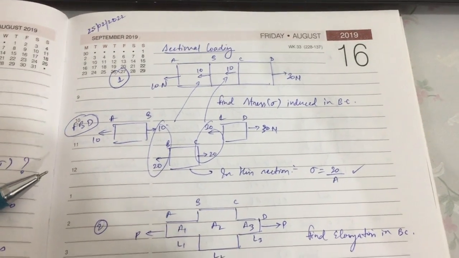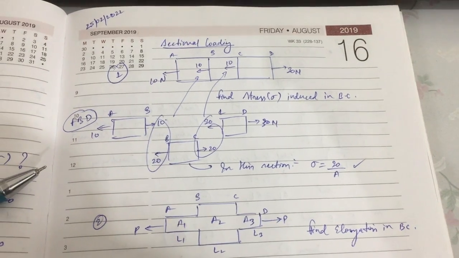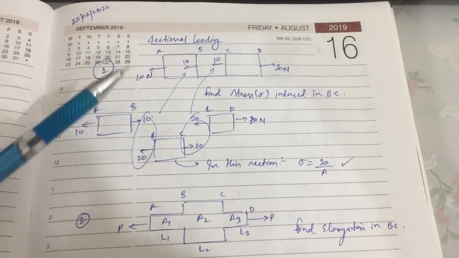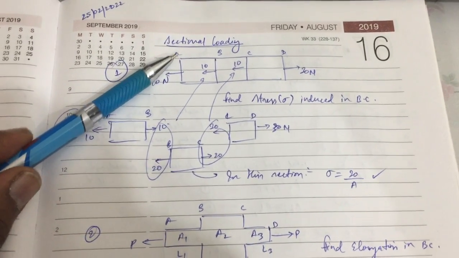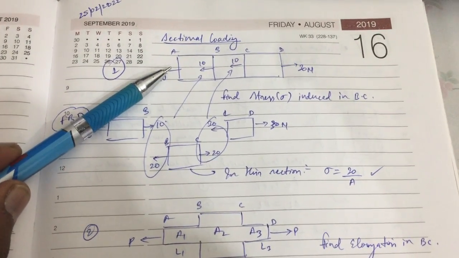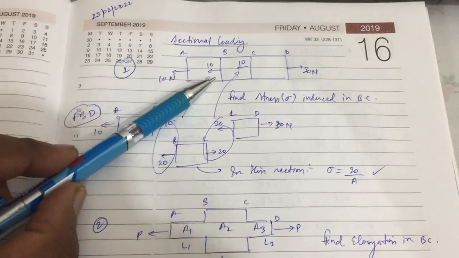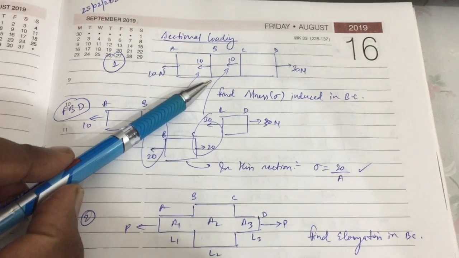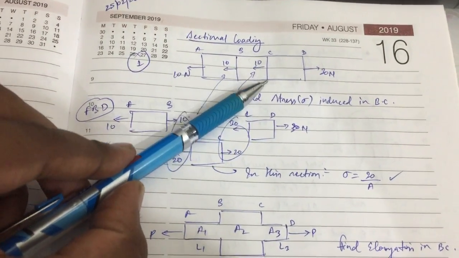So hello, in the second section for the strength of material interview preparation part 2, we have the other task called section loading. If you are given a case where a material, a slab, a bar-like thing is loaded at separate sections, then they ask you to find the stress induced in the BC section.